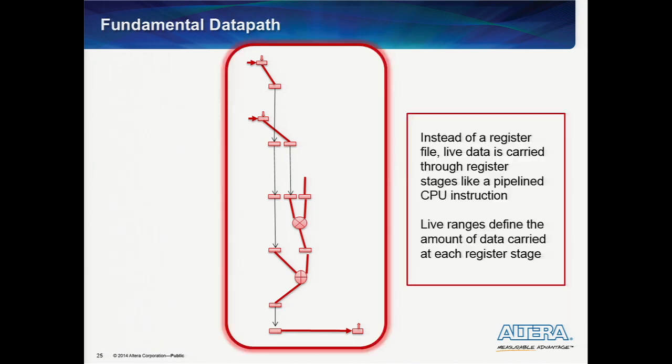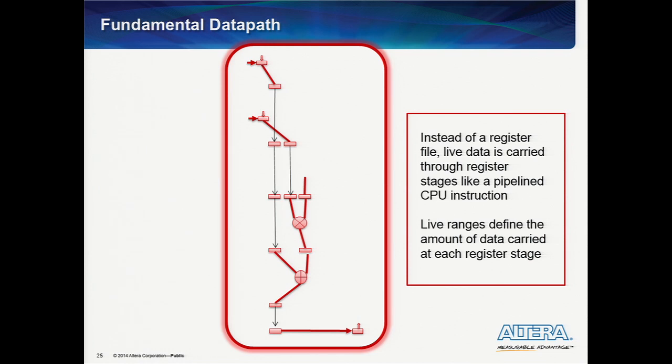And here we can see now the fundamental data path is taking shape. Instead of a register file, we're carrying live data directly through the pipeline, like a pipelined CPU instruction. And your live ranges define how much data you need to be carrying in each stage. And this has a direct impact on how many resources you need to implement your algorithm, how many resources your algorithm will take on the chip.